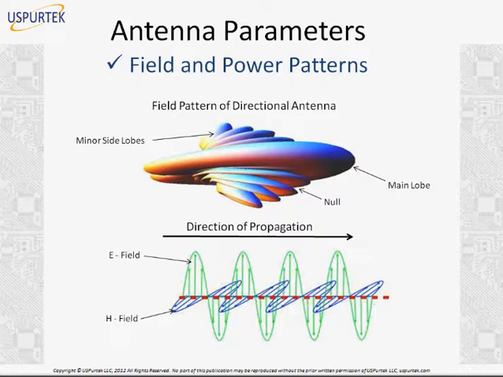Most of the antennas are directional. They will have main lobes, minor side lobes, and nulls where the antenna gain is minimum actually. So any field power pattern will look like this. It is a familiar picture. If you are already working in this field, or plan to work in this field, you will come across these patterns many times during your day-to-day life.